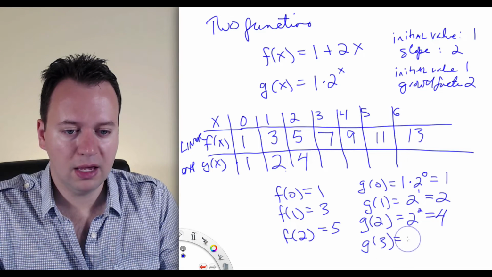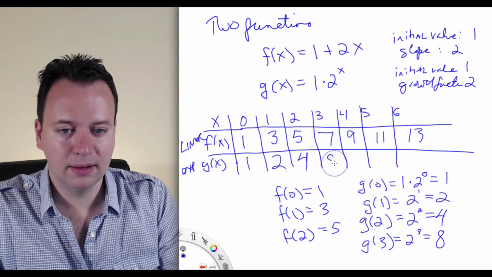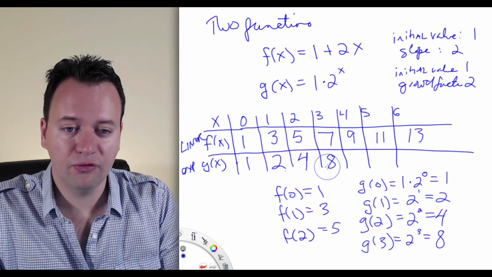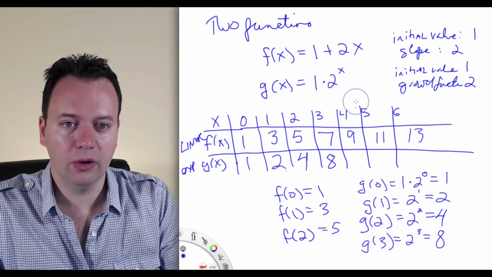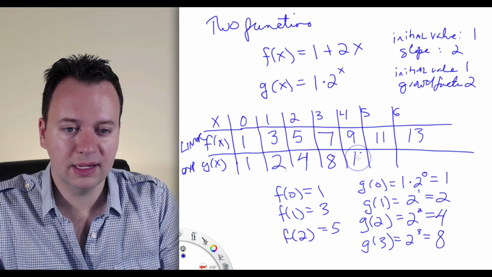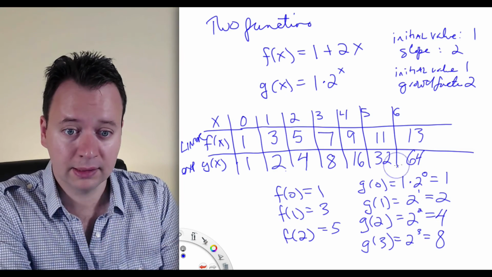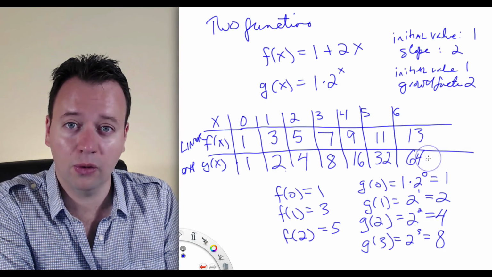G of 3, we get 2 cubed. 2 times 2 times 2 is 8. So we're multiplying the previous output by 2, and so we go from 4 to 8. Similarly, g of 4 is 2 to the 4th, which is 16, and then 32, that's 2 to the 5th, and 64, which is 2 to the 6th. So we have 1, 2, 4, 8, 16, 32, 64, and so forth.